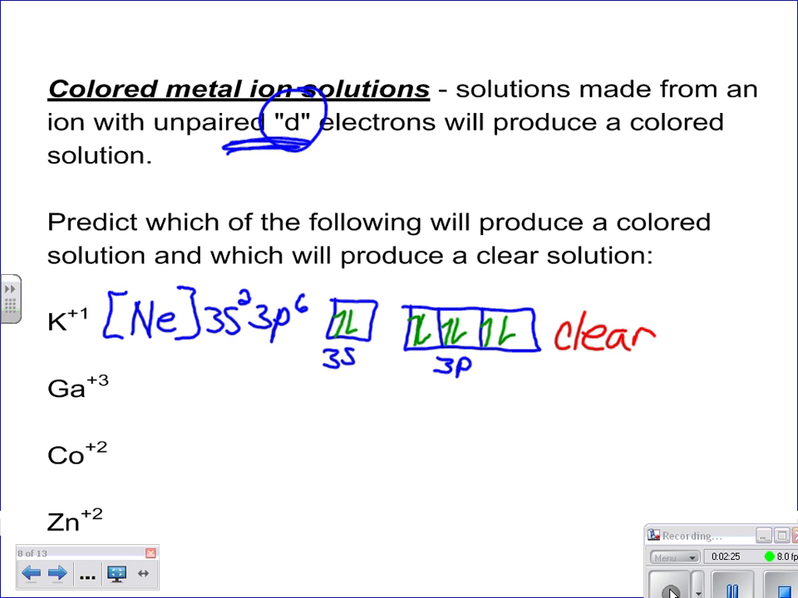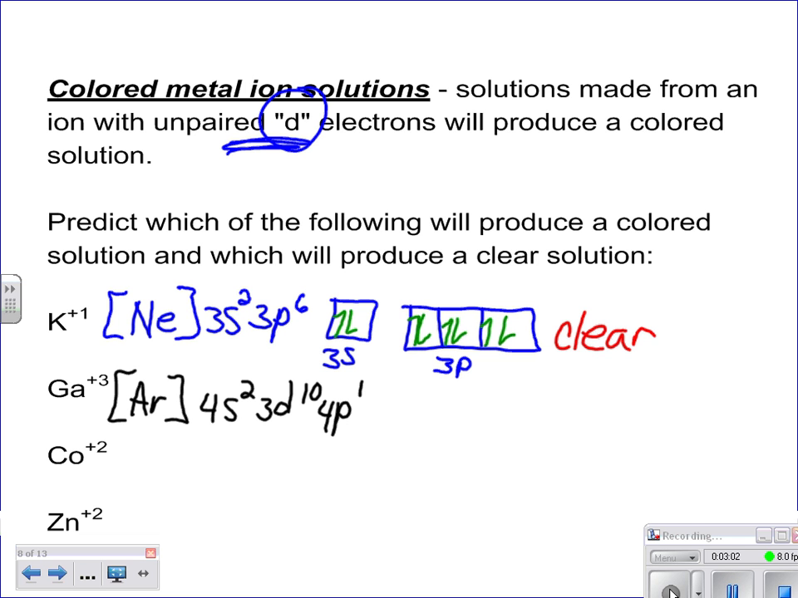Okay, then we get to Ga+3, gallium. For this, we're going to say that argon is our most recent noble gas. And then after argon, it goes to 4s2. So gallium is number 31. So it goes to 4s2, and then what? Not 11, can't be 11. 3d10. And then if it were just gallium, it would be 4p1.